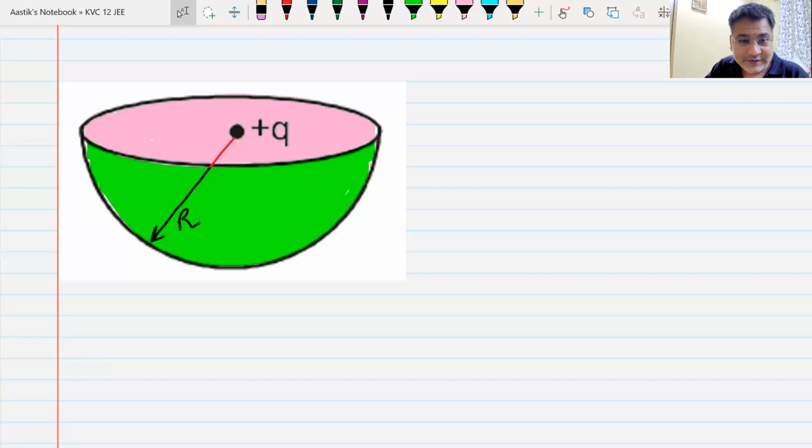Pink 0, sir. Pink is 0, sir. That is correct. What about the green one then? Green is Q by 2 epsilon naught. How did you get green as Q by 2 epsilon naught? That is the next question. Sir, we have some knowledge and we have used that knowledge. But remember, for this question you had to only use the knowledge that I have given you right now, not the knowledge that you know beforehand. Are you understanding my knowledge? How did you get Q by 2 epsilon naught?